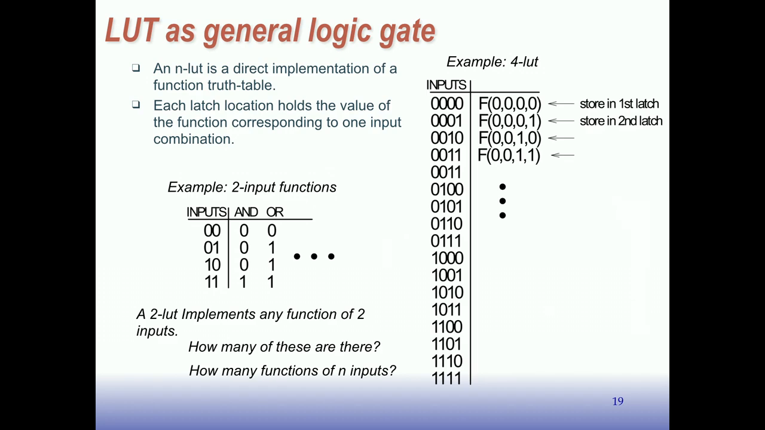If you had a 2-LUT, a 2-input LUT, that means it would have 2 to the 2, or 4, internal latches. Those internal latches hold the values in the right-hand column of the truth table. So if I wanted to turn a 2-LUT into an AND gate, I'd load this pattern into the latches. Then the multiplexer, in this case a 4-to-1 multiplexer, would choose which output to send based on what the input combination is. So the 2-LUT implements any function of 2 inputs.